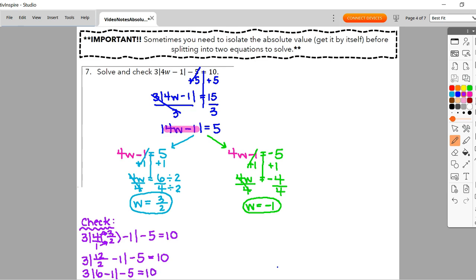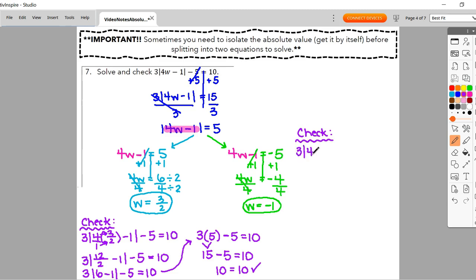Next step is getting that absolute value down to a single number. We know 6 minus 1 is 5, and the absolute value of 5 is 5. Next thing is I'm going to do my multiplication first, 3 times 5, which is 15. When I do 15 minus 5, that is indeed 10 here. So that checks out. Now we've got to check that second solution, make sure it's a true solution and not an extraneous, aka false one, by plugging in a negative 1 for w in my original given problem.